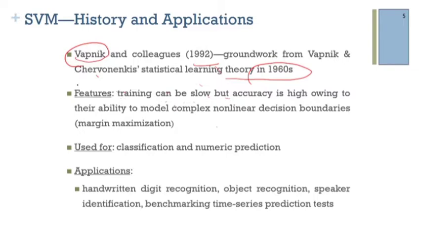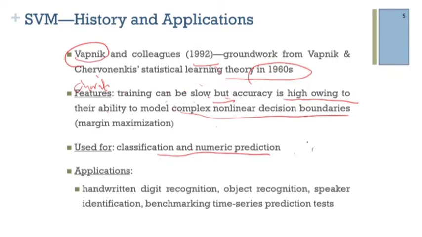Some of the characteristics is that the training can be slow, but accuracy is high, owing to the ability to model complex nonlinear decision boundaries. We call this margin maximization. A support vector machine will take your time, but you are likely going to get better results. So it is used for classification and numeric prediction. It can do both.